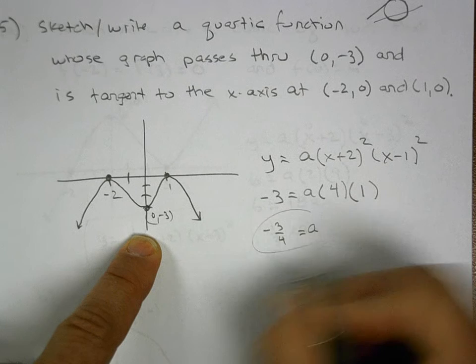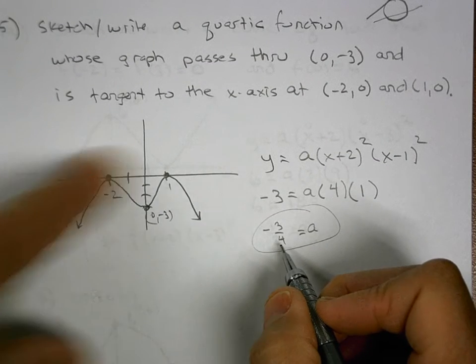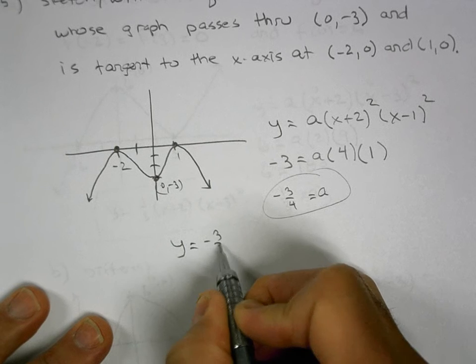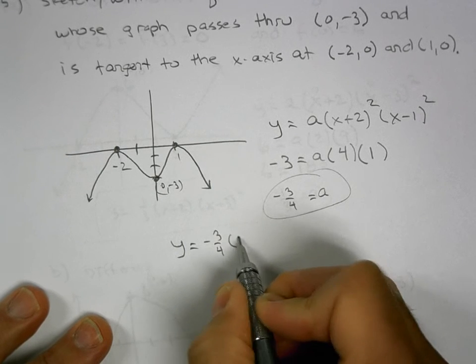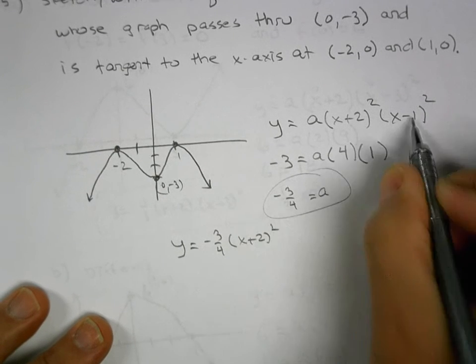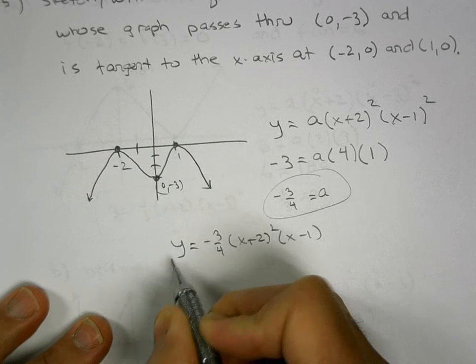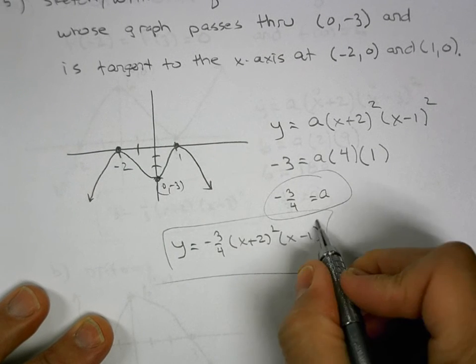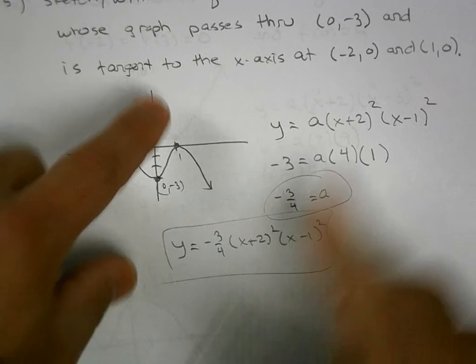So it does work itself out. And so put the negative 3 fourths there. We got our equation, and life is good. Negative 3 fourths times x plus 2 squared times x minus 1 squared. That's a quartic. Passes through those points, tangent to the x-axis, and there we go.